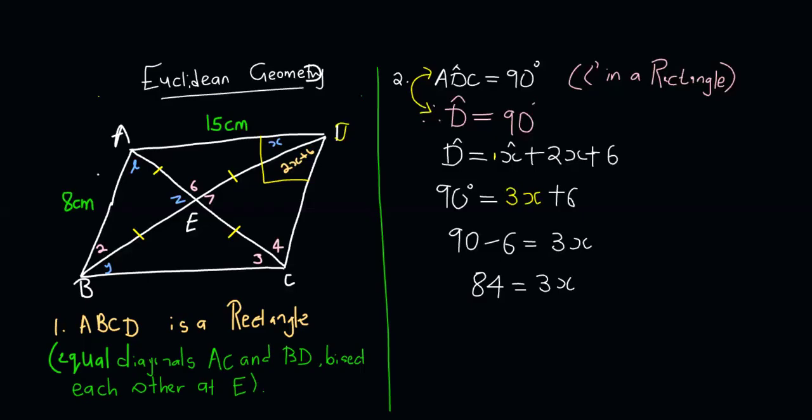And then 3 cancels 3. Therefore, x equals, what is 84 divided by 3? 28. Yes, 28 degrees. So 28 degrees is your correct answer here. Any question? And then that's how you solve for x.